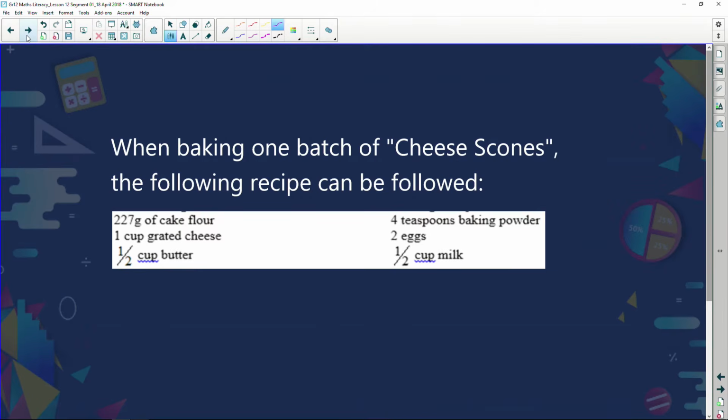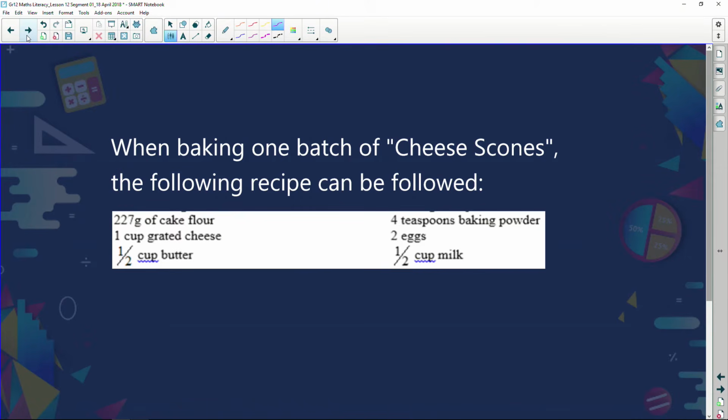Now, we're going to come to a real, wow problem. This problem is deep, deep, deep. Okay, let's have a look at it. When baking one batch of cheese scones, the following recipe can be followed. We need 227 grams of cake flour, 1 cup of grated cheese, half a cup of butter, 4 teaspoons of baking powder, 2 eggs, and half a cup of milk. So that's what we need to bake our scones.